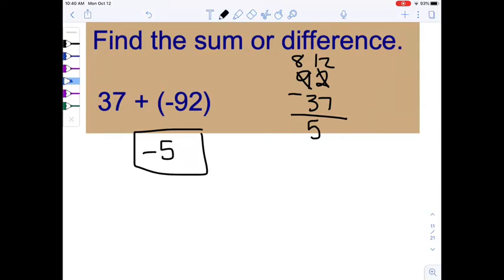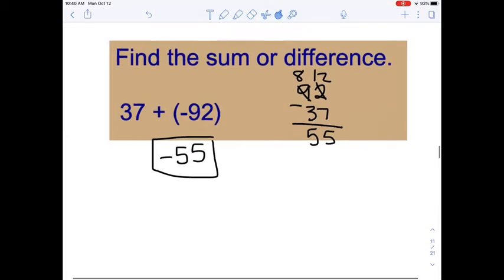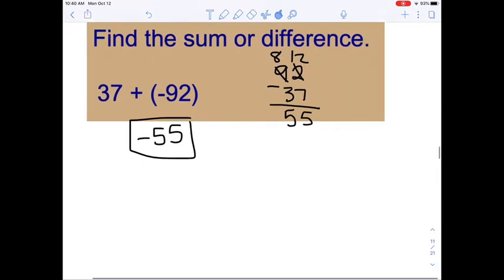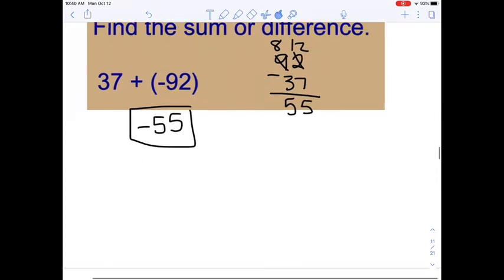Not 7. Sorry, I was just like, whoa, that does not look right. 12 minus 7 is not 7. It is 5. It should be -55. You're not here to yell at me.